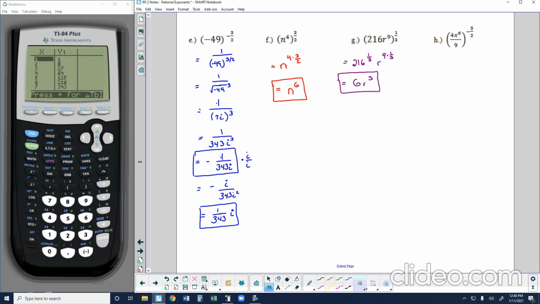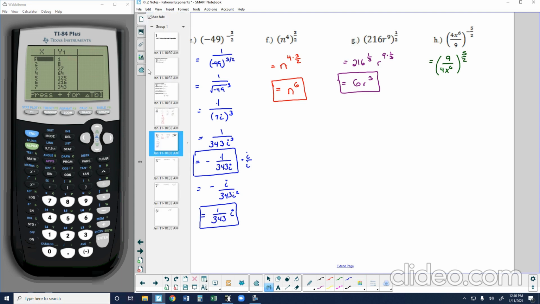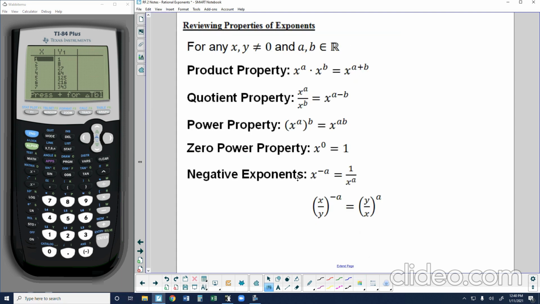Let's take a look at H. So in H, I notice that again, I have a negative here. So I'm going to first do the reciprocal operation. So I'm going to change this now into 9 over 4x to the 6th, times 4x to the 6th to the 5/2 power. So this again comes back from one of the properties that we wrote down here at the beginning, the negative exponents, that the reciprocal function would flip the fraction and take the exponent from negative to positive.